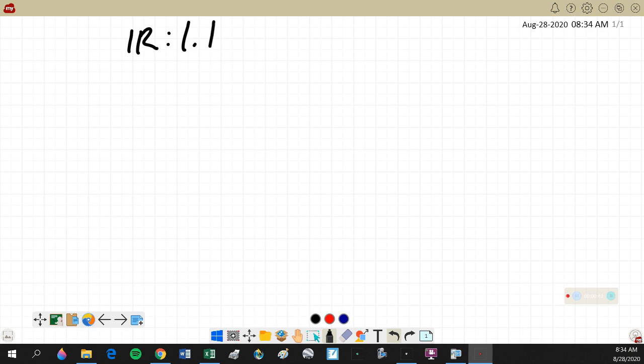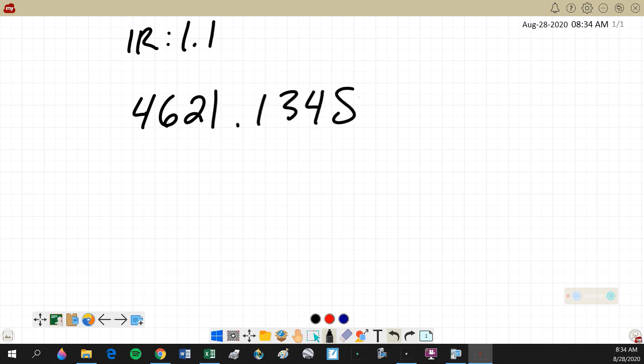So if I had the number 4,621.1348, what number is in the tens position? Just yell it out. 2. Tens position. So this is the tens position. And we're based off of a decimal system. And you guys think that that is what decimal means? And you're kind of right.